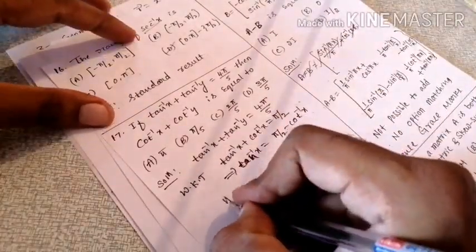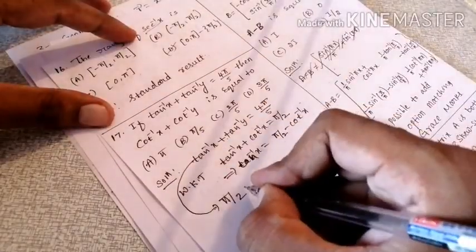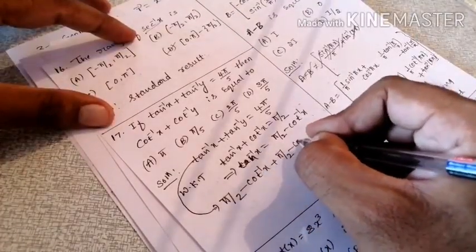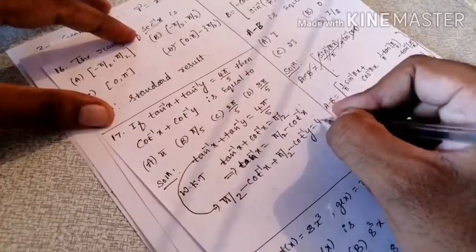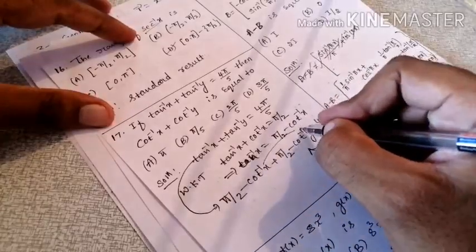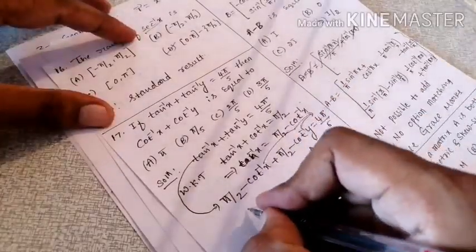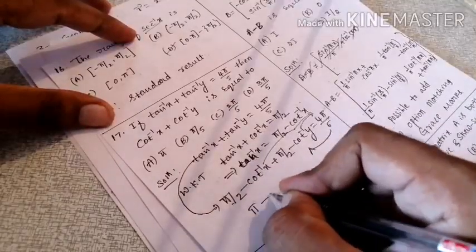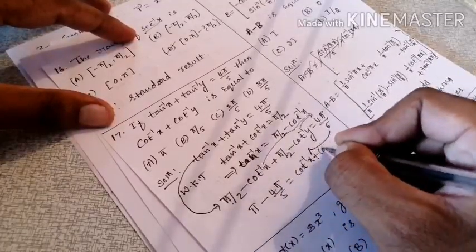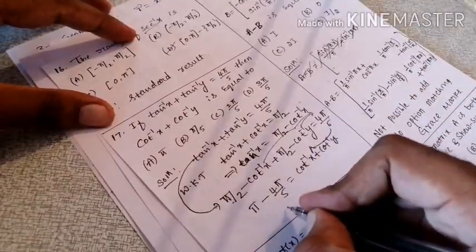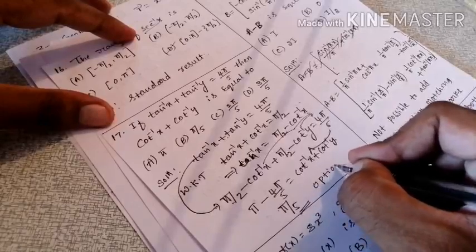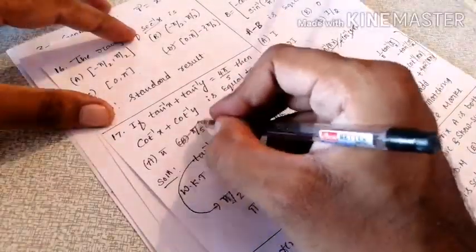So substitute here: pi by 2 minus cot inverse x plus pi by 2 minus cot inverse y is equal to 4 pi by 5. Take the 4 pi by 5 to the left hand side, and cot inverse x and cot inverse y to the right hand side. What will it be? Pi minus 4 pi by 5 is equal to cot inverse x plus cot inverse y, which is pi by 5. So option B is the right answer.